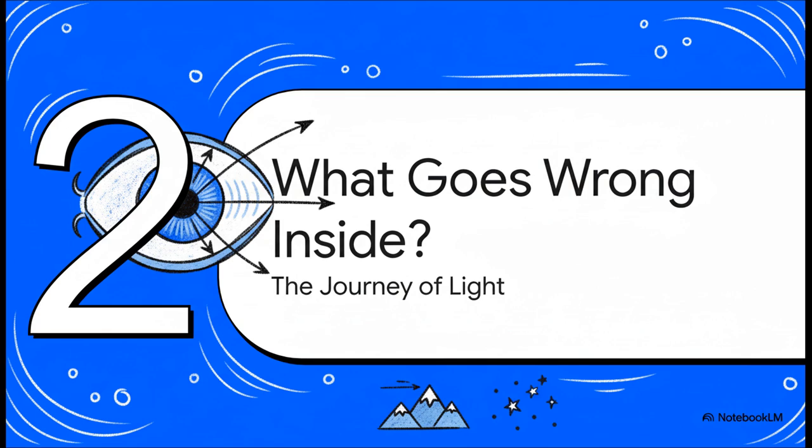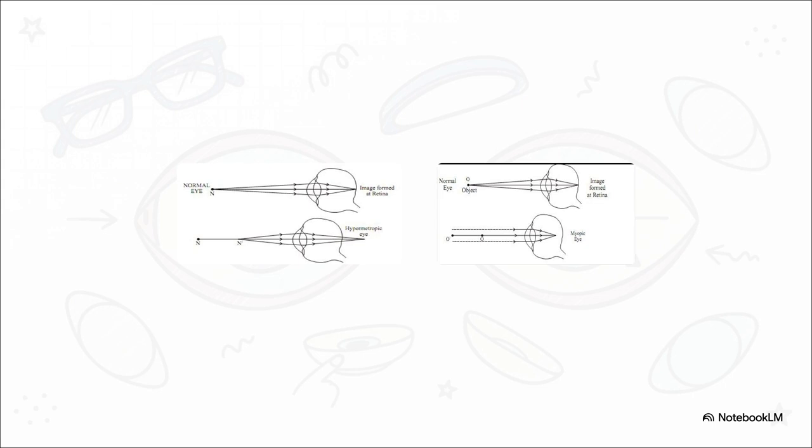Now for the really interesting part. Let us try to understand what is happening inside the eye that is causing this effect. What goes wrong that makes distant objects look so blurry? Now, I want you to look at these two diagrams very carefully. The top diagram, this one here, shows a normal eye. You can see the light rays focusing perfectly on the retina at the back. Now look at the bottom one.